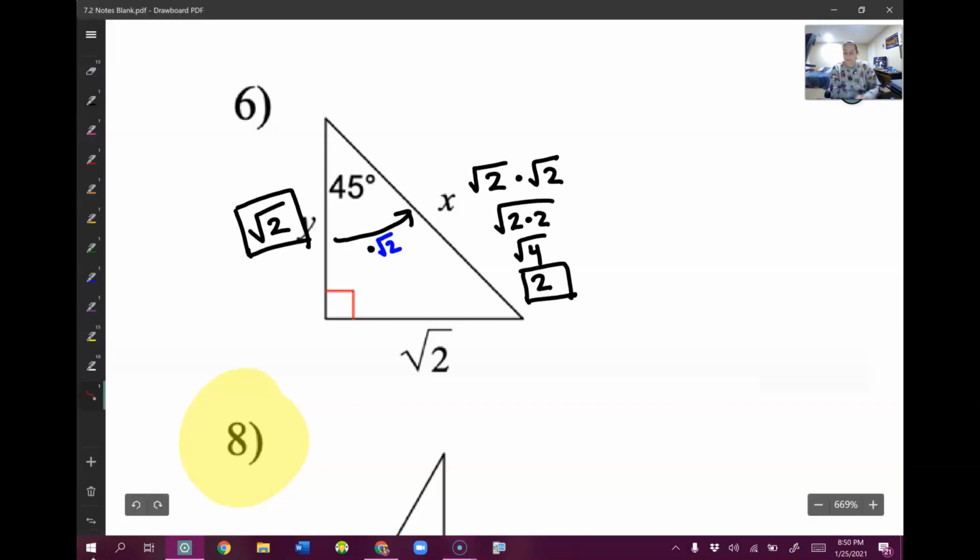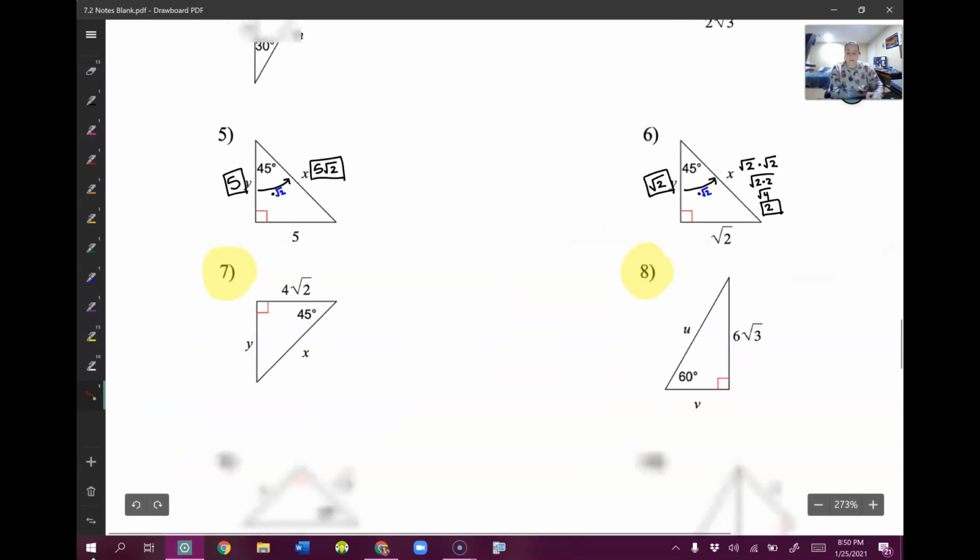Okay, let's see. First off, the small sides are the same, so they're both root 2. Second, I'm going from a smaller side to a bigger side, so I'm going to multiply, because multiplying makes things bigger. So I'm going to have root 2 times root 2. I can put those under the same root, so 2 times 2 is root 4, which is just 2. And there we go. That is your 45, 45, 90 special triangle, and you should be able to do number 7 on your homework now for your in-class practice for sticker.